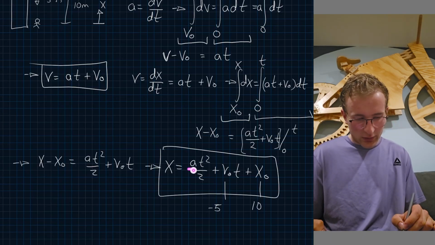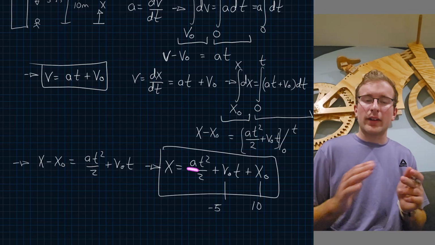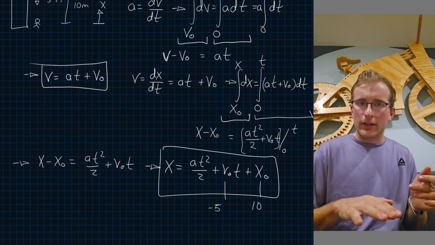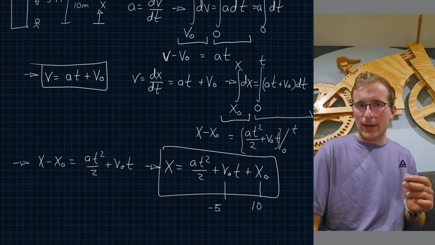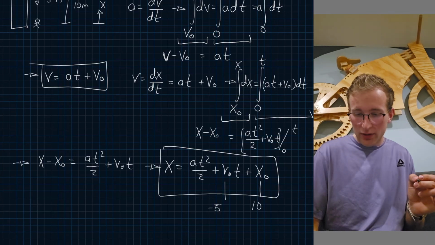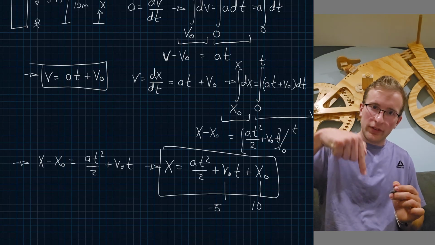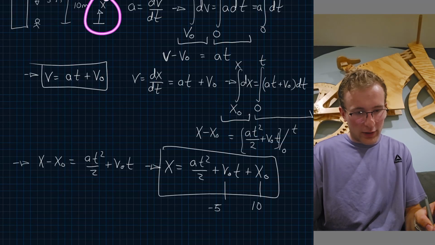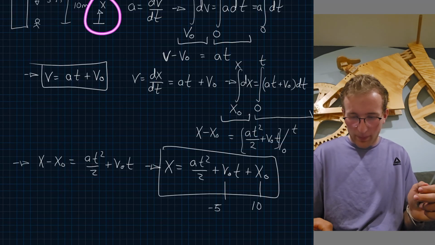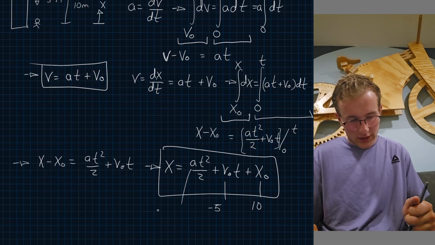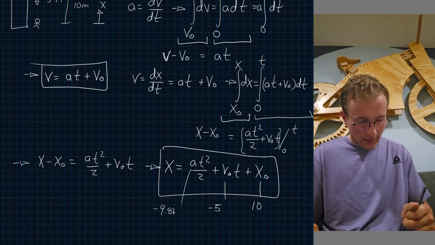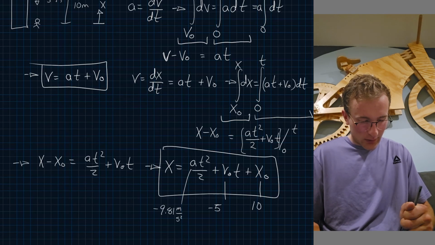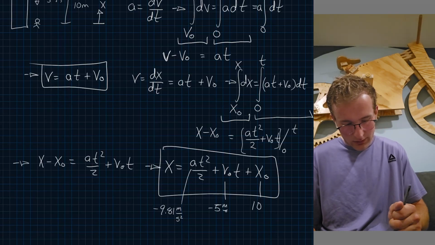Okay, and then what is my acceleration? Well, the acceleration due to gravity at sea level on Earth is 9.81 meters per second squared, and that acceleration is downwards towards the center of the Earth, and because downwards is -x, my acceleration a is -9.81 meters per second squared.